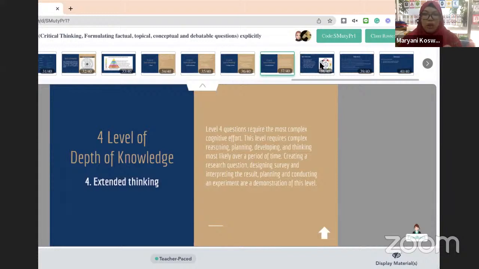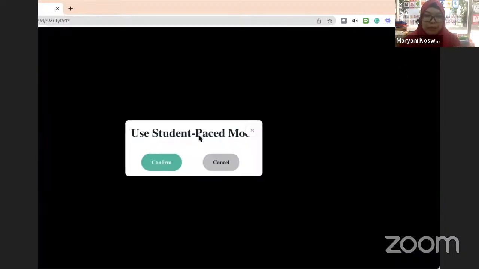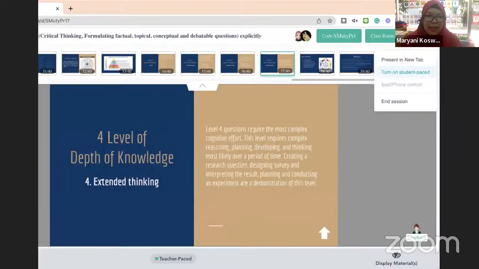Okay, so I know that it's a lot. A lot of things need to be processed. And then I also have a question. Can we have the PPT later? Ibu Farah will change the setting from teacher page into student page. So each one of you can click the PPT by yourself, and then you can use different clarification if you want to return to a previous slide.